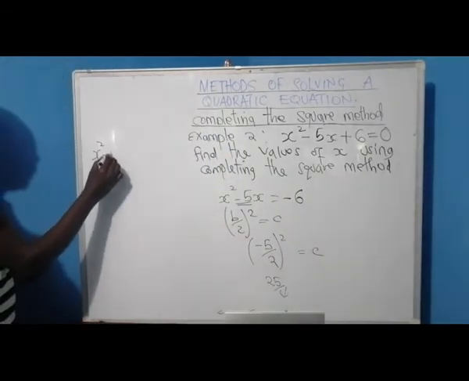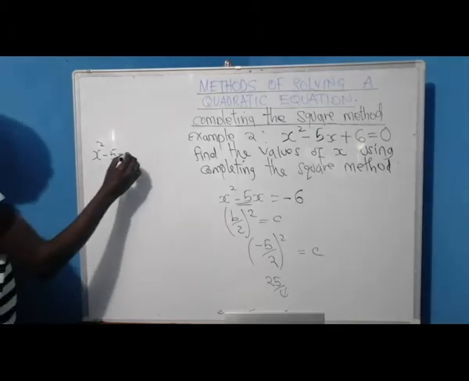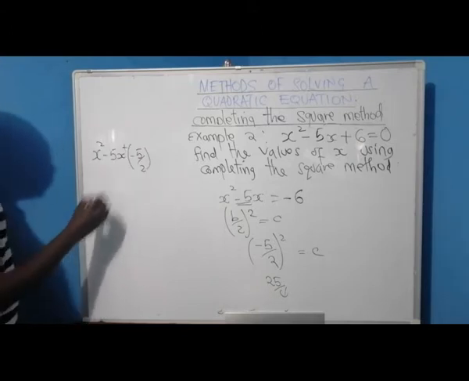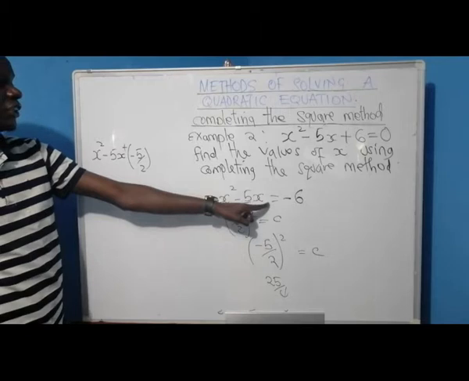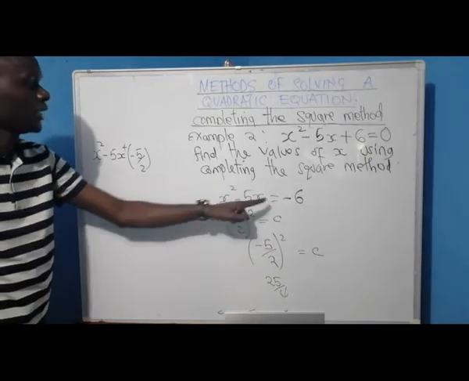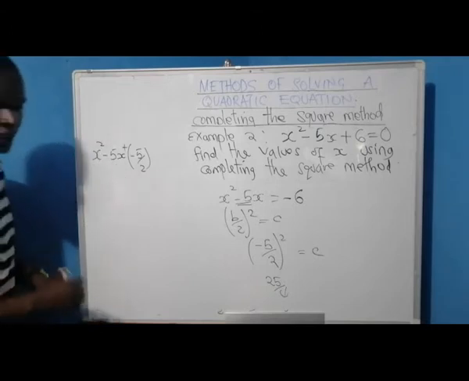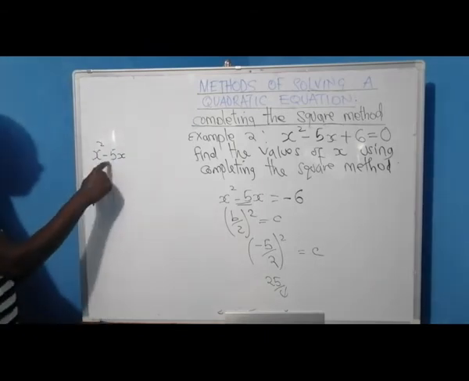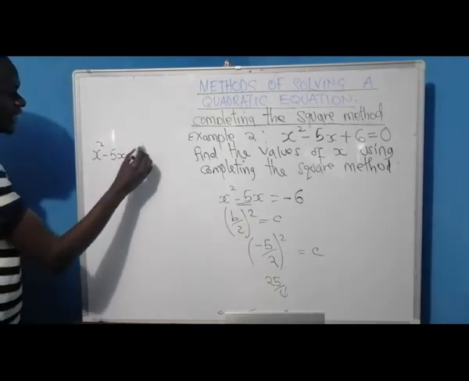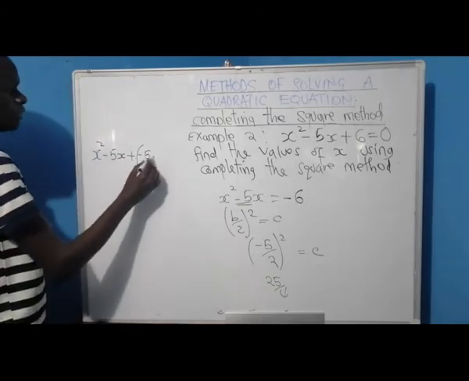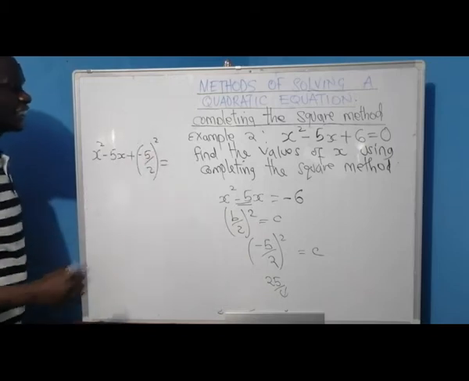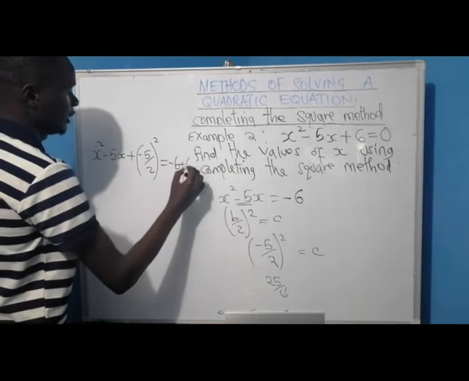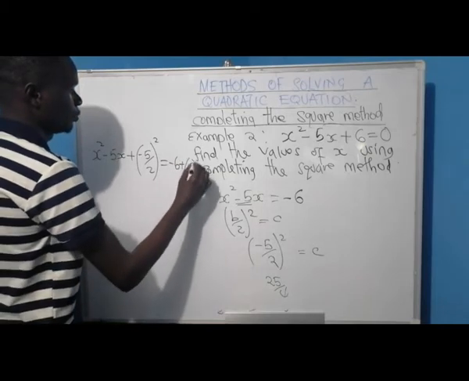x squared minus 5x plus negative 5 over 2 squared. So we are going to have an additional sign because we are adding on both sides of the equation. We are adding it on the right hand side of the equation and on the left hand side of the equation. So this is going to be a positive. Let me write it clearly so that you are able to see. So we are going to have x squared minus 5x plus c, which is negative 5 over 2 squared. This is equivalent to having negative 6 plus negative 5 over 2 squared.